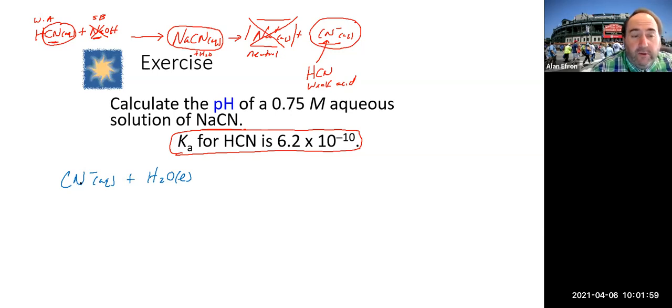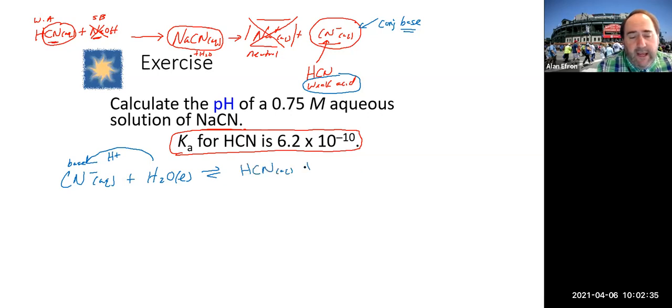But let's just say we weren't sure about that. How could we determine it? Well, again, the CN minus comes from a weak acid, which means the CN minus would technically be its conjugate base. And when it reacts with water here, it's going to react as a base, which means it's going to accept that H plus. So again, understanding where it comes from also can help you understand what's going to happen when it reacts with water. When it does so, we're going to get HCN and hydroxide here.